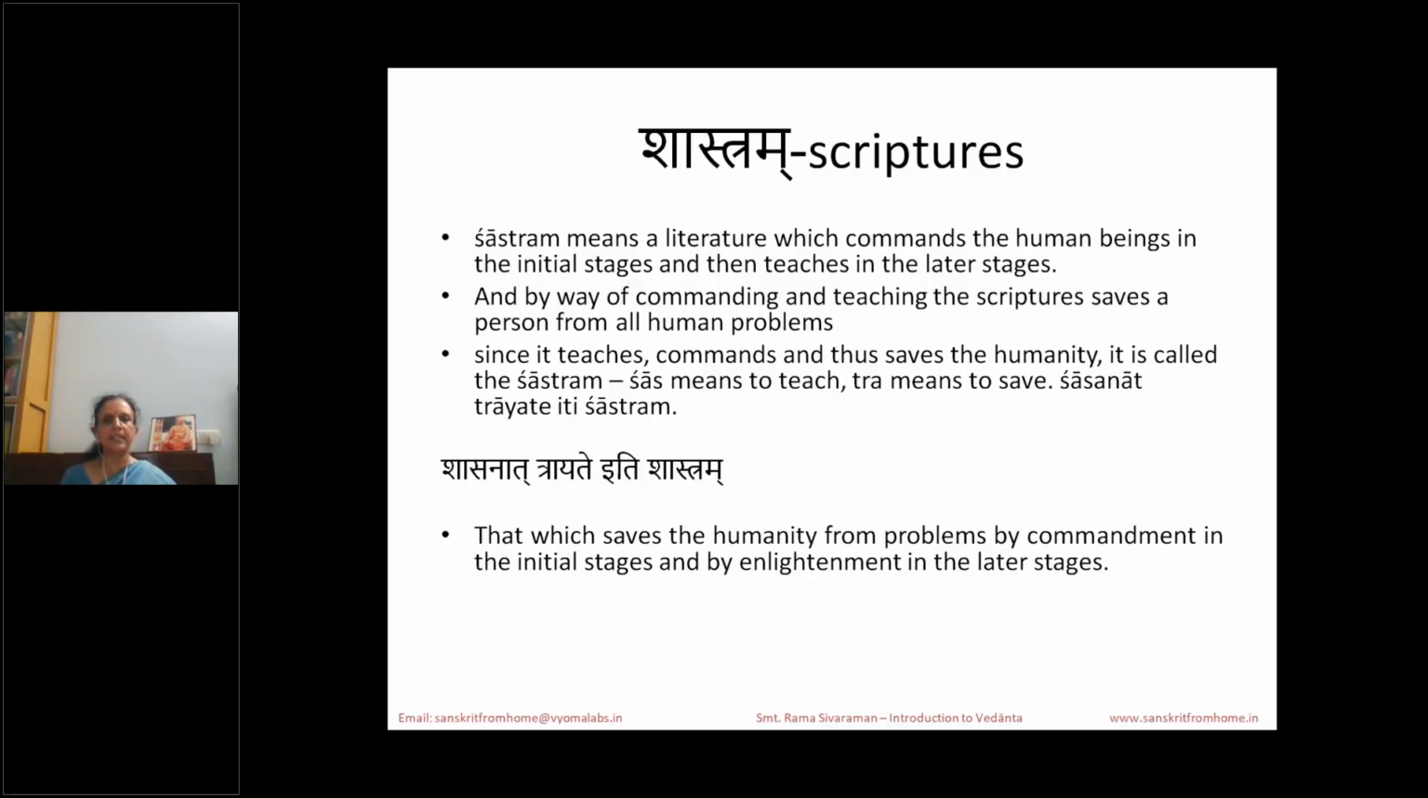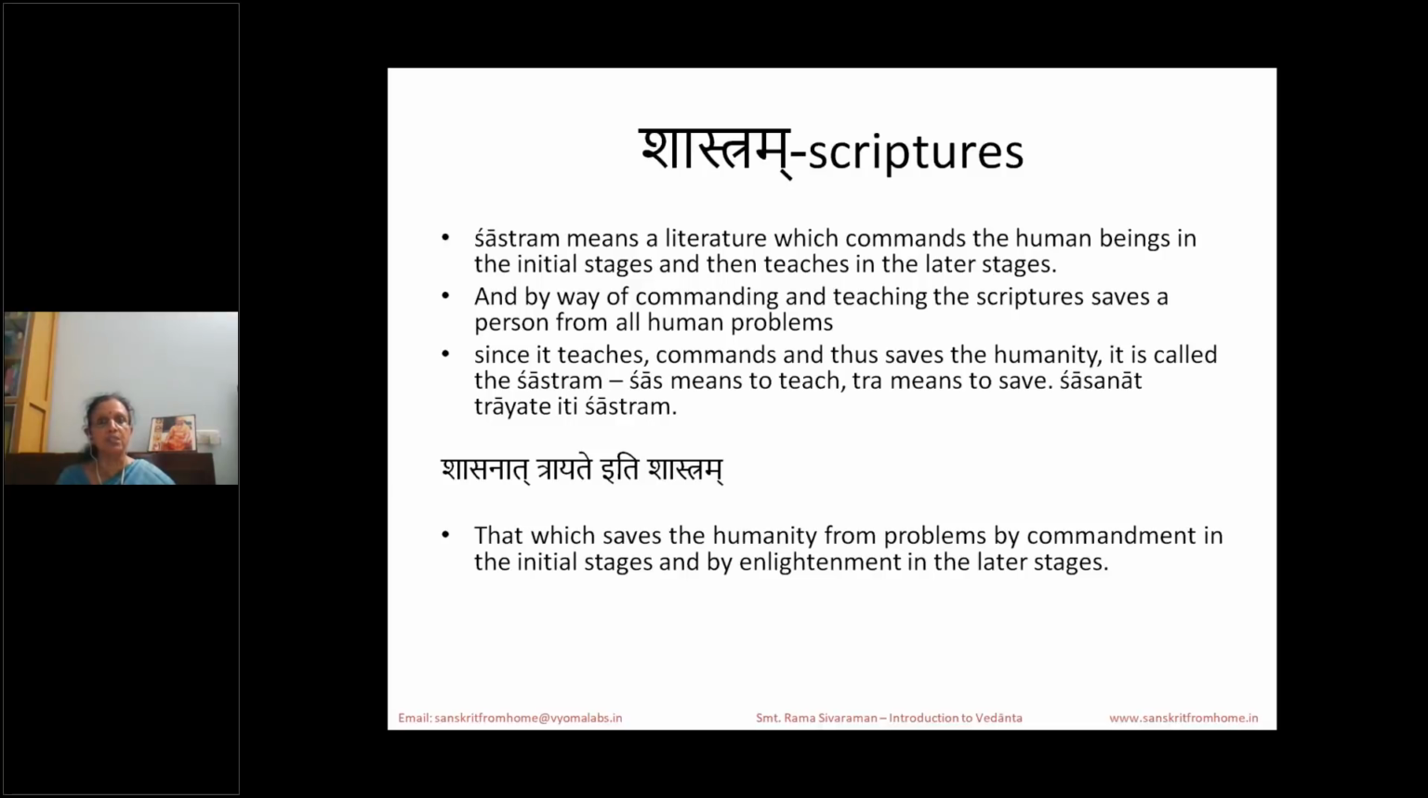Shaastram means a literature which commands human beings in the initial stages and then teaches in the later stages, right? Now, Shaastram is derived from the root Sha, which has two meanings. One is to command and the other is to teach, right? So by way of commanding and teaching, the scriptures save a person from all human problems.